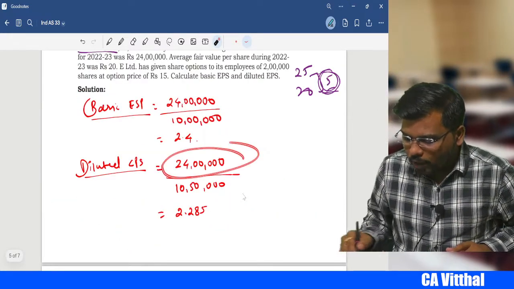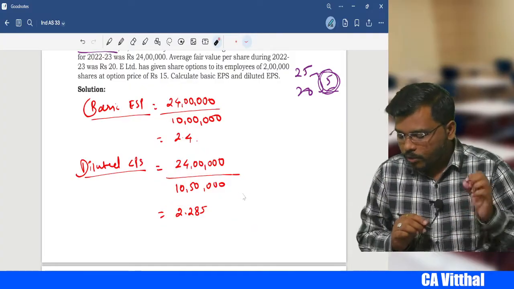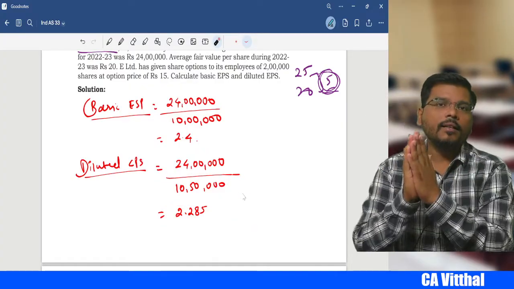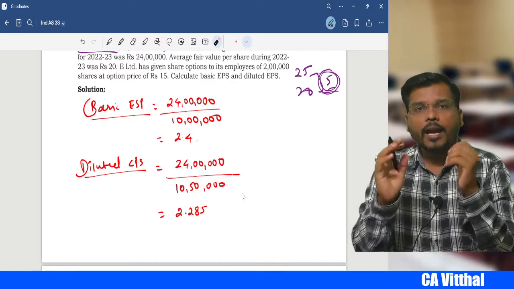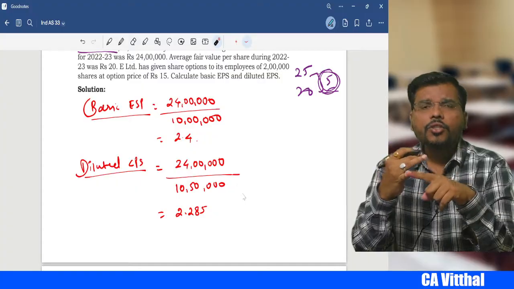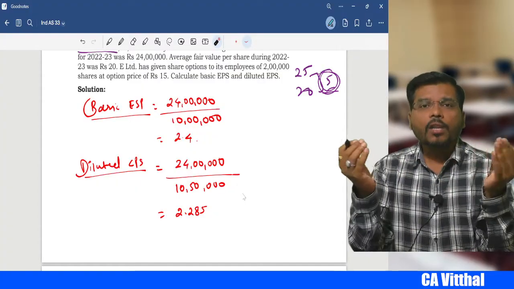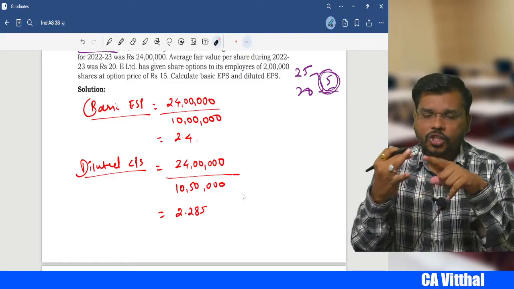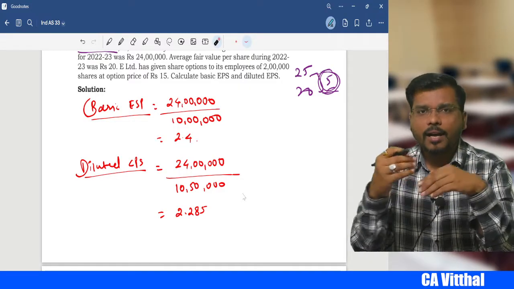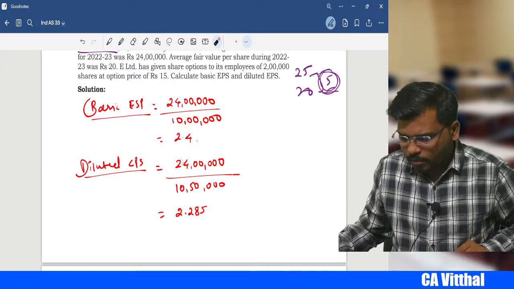So 24 lakh net profit divided by the weighted average number of shares gives 2.285 earnings per share, which is the diluted earnings per share. Is that clear? So I have taught you how to calculate diluted EPS if the debentures are converted into shares. I have taught you how to calculate our diluted EPS if the warrants or options are converted into shares. Is that clear?